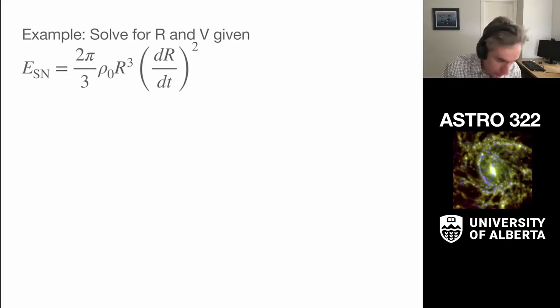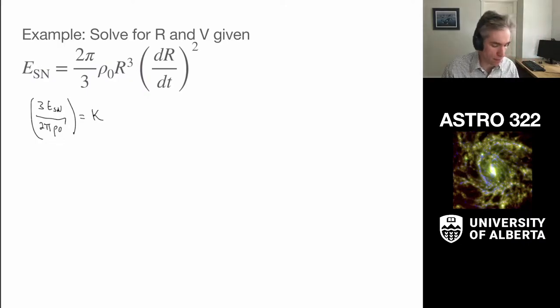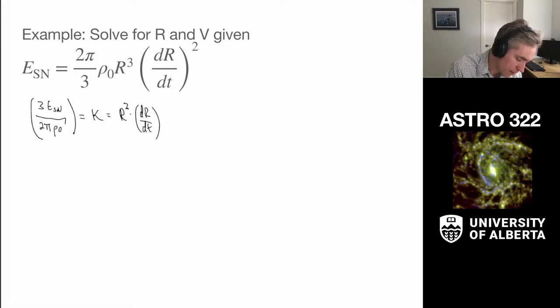What we're going to do is solve this expression, and like all good differential equations, put it into a relatively simplified form by noting that we'll solve this for a constant, multiply the constant to the other side, and get 3 times the energy of the supernova over 2 pi rho naught is equal to a constant, I'll give it a big letter, big K, which is equal to r cubed times (dr/dt) squared.